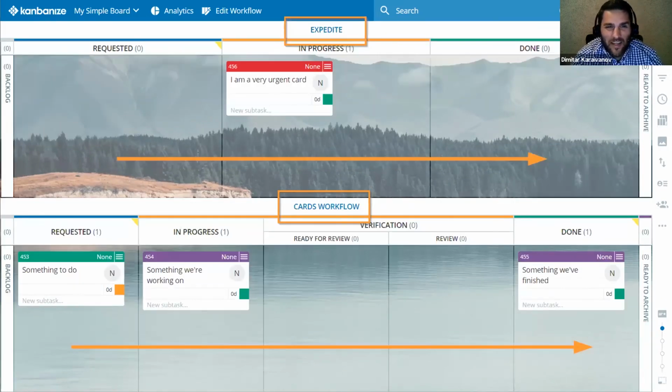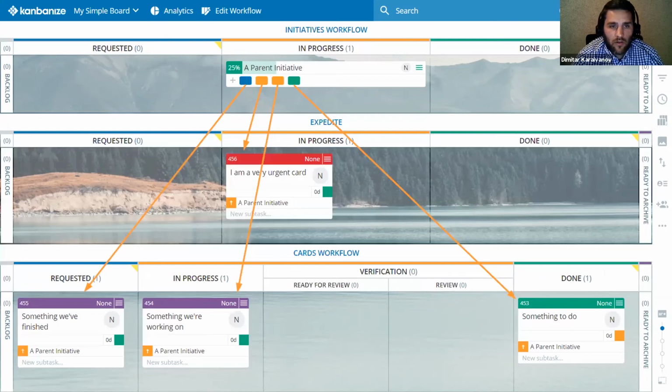Again, the next complexity with simplicity that we can add is multiple workflows. So we have this cards workflow here having 5 columns or something, and then we have this one, which is the expedite, which only has 3 columns. You can add as many workflows in Kanbanize as you need, and each of them can have a different structure. All right, so, until now, I was showing you how we can manage basically tasks or cards that you typically see on a Kanban board.